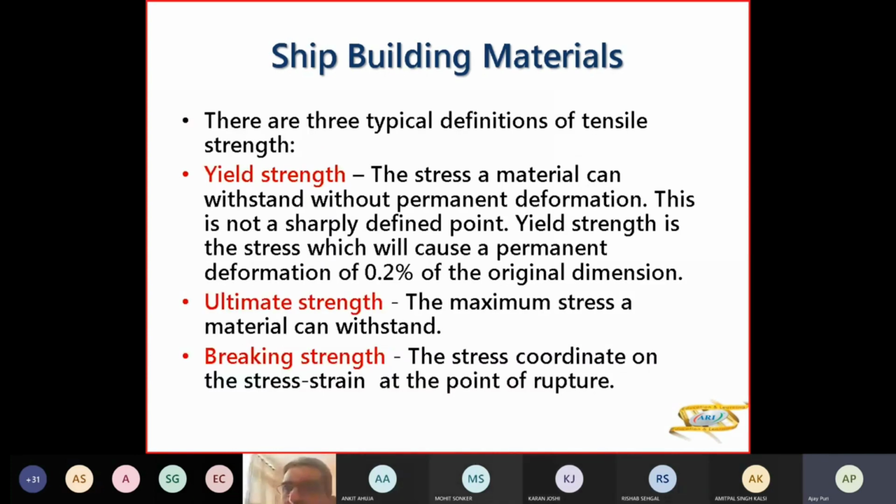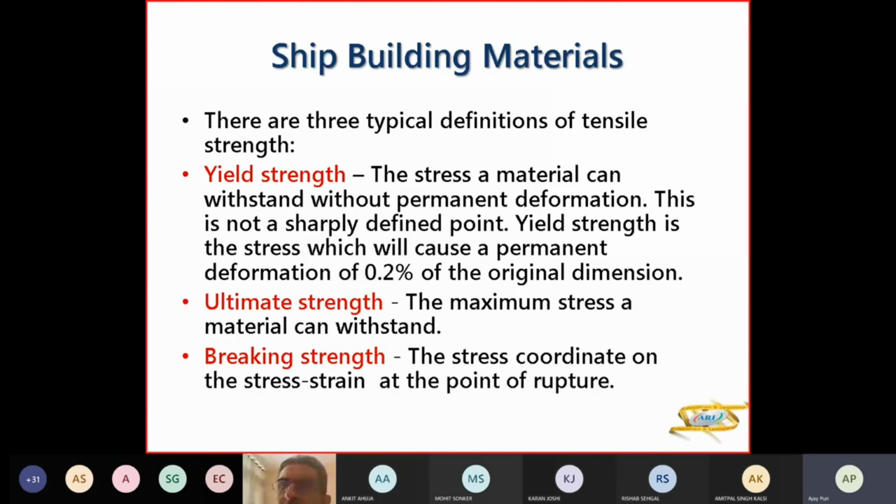Now your tensile strength will have three components: that is your yield strength, ultimate strength, and breaking strength. Now when you're pulling a material, the stress a material can withstand without permanent deformation, that is before the plastic stage. Every material when it is pulled has an elastic stage and a plastic stage. Elastic stage is when you pull it, remove the force, and it comes back to original position. Plastic stage is when it doesn't come back to original position, so it is permanently deformed. So yield strength is the stress which the material can withstand without any permanent deformation.